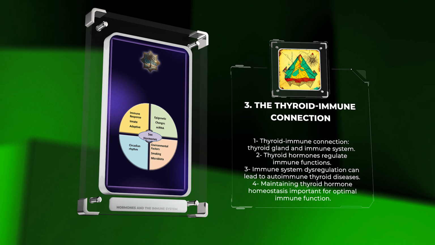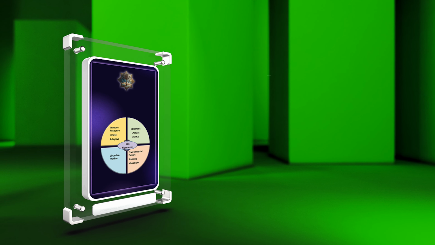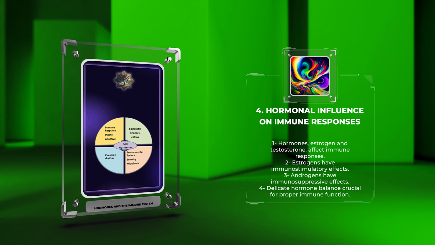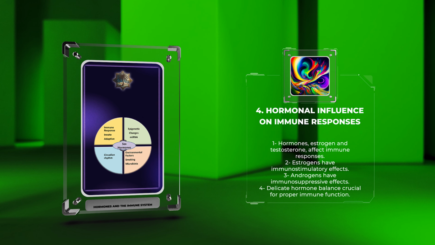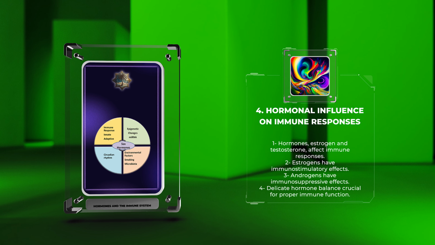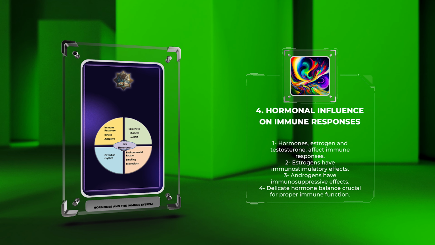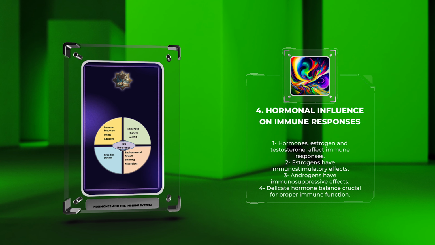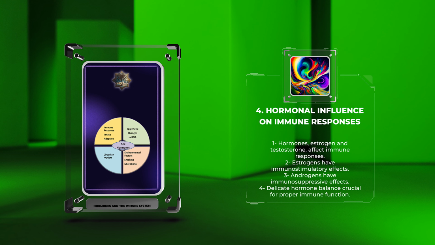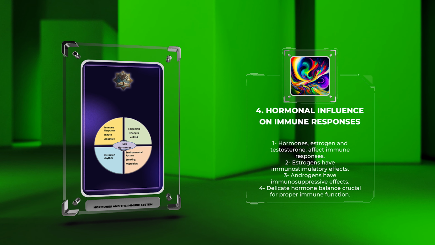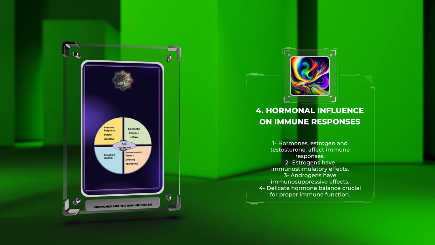Hormones, such as estrogen and testosterone, exert profound effects on immune responses. Estrogens have immunostimulatory effects, enhancing antibody production and immune cell activity, which may explain the higher incidence of autoimmune diseases in females. On the other hand, androgens, including testosterone, have immunosuppressive effects, dampening immune responses. The delicate balance between hormones is crucial for maintaining proper immune function and preventing dysregulation.